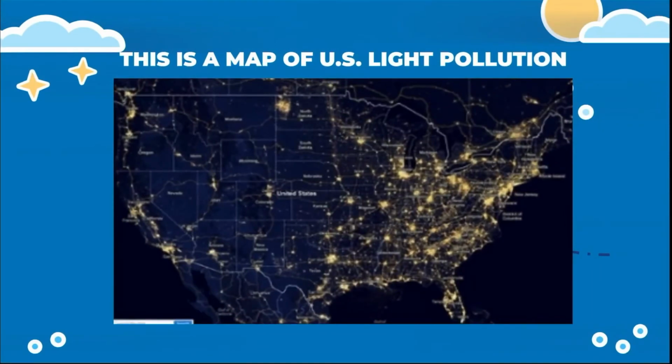This image shows a map of the U.S. light pollution. As you can tell, light pollution is most prevalent in areas where bigger cities are.